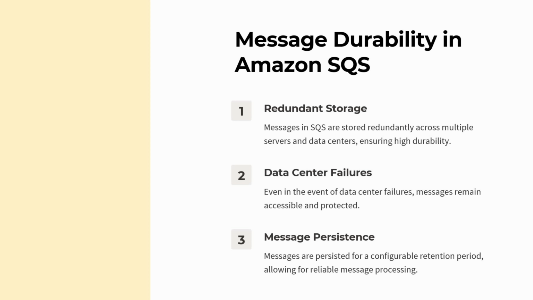Message durability in Amazon SQS. First point is redundant storage. Messages in SQS are stored redundantly across multiple servers and data centers, ensuring high durability. Second point is data center failures. Even in the event of data center failures, messages remain accessible and protected. Third point is message persistence. Messages are persisted for a configurable retention period, allowing for reliable message processing.